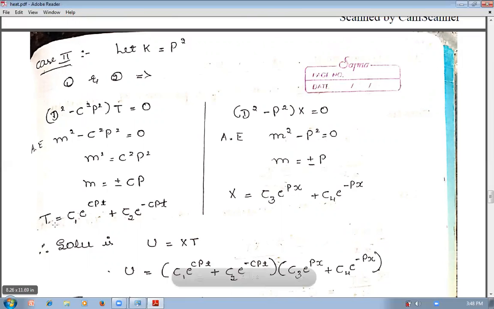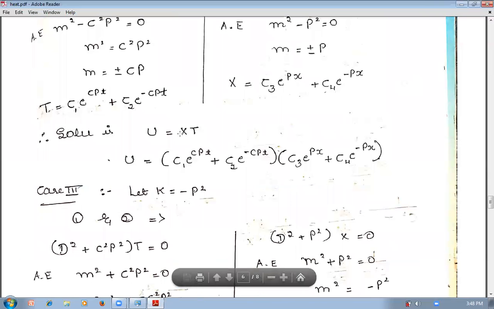So write the solution T in terms of t. Roots are real and different. Write the solution T is equal to c1 into e power c into p into t plus c2 into e power minus c into p into t, and X is equal to c3 into e power px plus c4 into e power minus px.